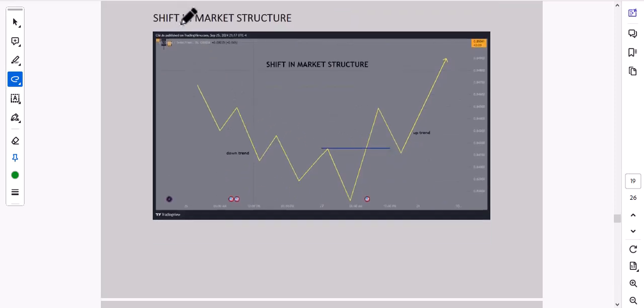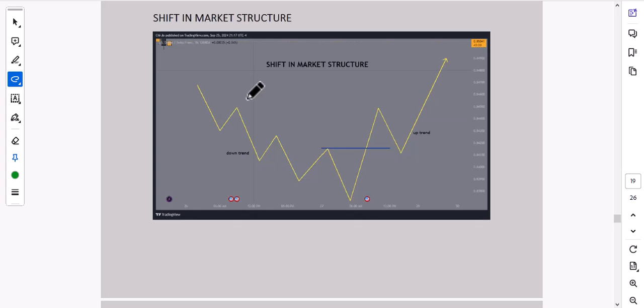So let's talk about a shift in market structure. Now, a shift in market structure is when market moves from a bearish trend to a bullish trend, or when market moves from a bullish trend to a bearish trend. Any of these can happen in the marketplace. So markets will definitely shift at some point. It's not going to keep going up, it's not going to keep falling down. You experience or observe a shift in the marketplace.